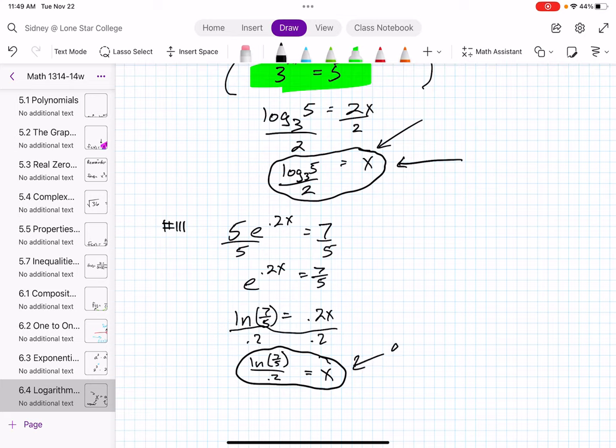That's the answer. So it feels a little bit weird. It feels like we're kind of cheating, and we are to an extent. But these are problems that don't have nice, neat answers. And so that's how we leave them.